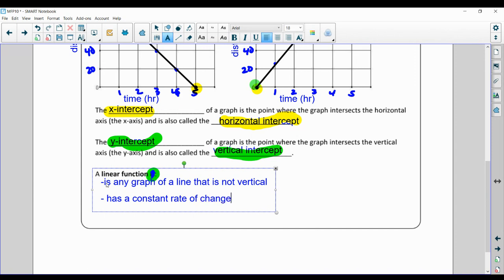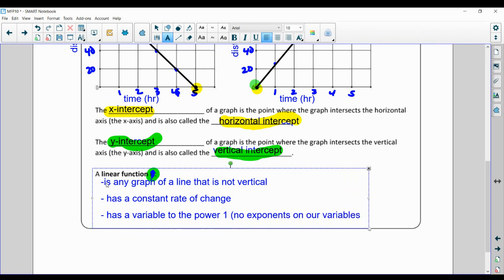That means the staircase doesn't change as the line goes on, just like we were talking about in the last section. And it has a variable to the power 1, which doesn't mean a lot to you right now, but as you go on to future math classes, you will examine functions that have powers of 2 and 3. And so we just want to make a note of that here, that this is the power of 1, meaning there's no exponents on our variables other than 1.